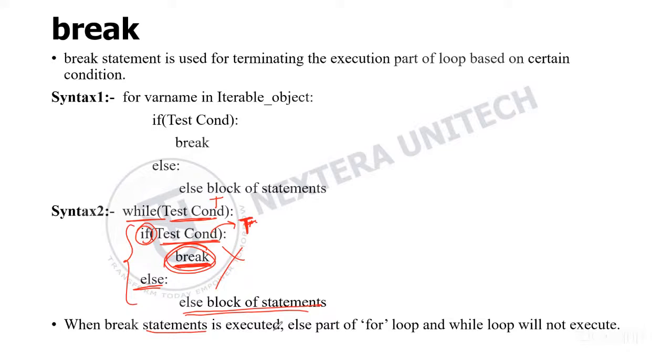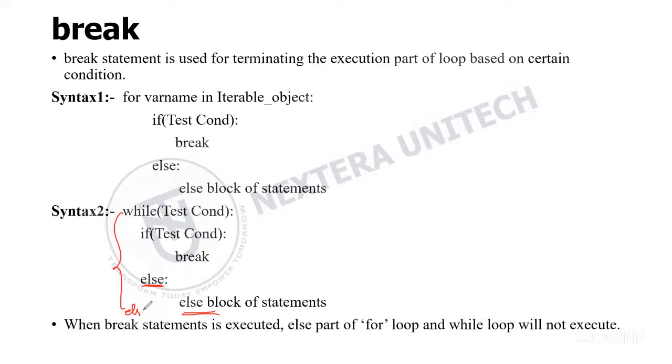So when the break statement is executed, the else part of the for or while loop will not execute. If there are any else blocks for this for loop or this while loop, those won't be executed. If this condition is false, obviously this else will be executed, but the else block for this while or for will not be executed because due to break, they will be stopped.